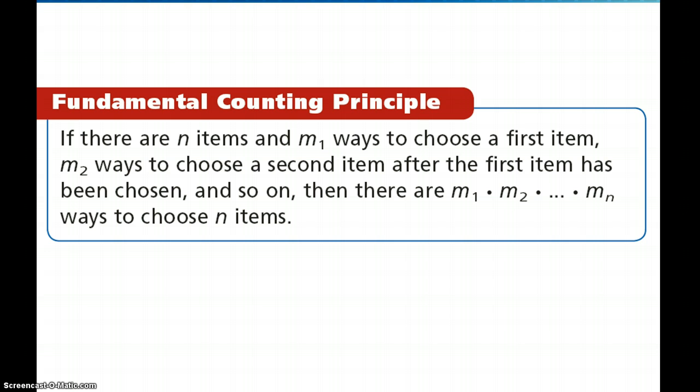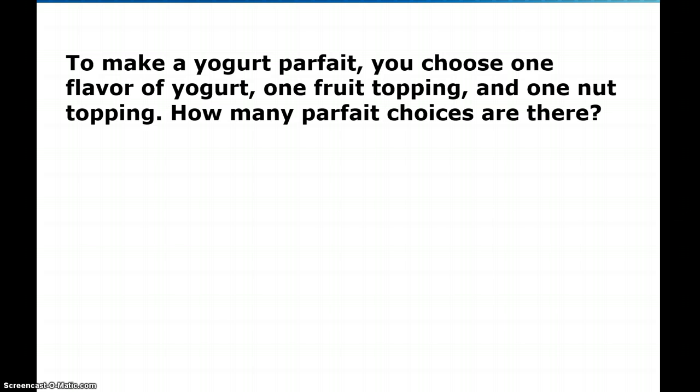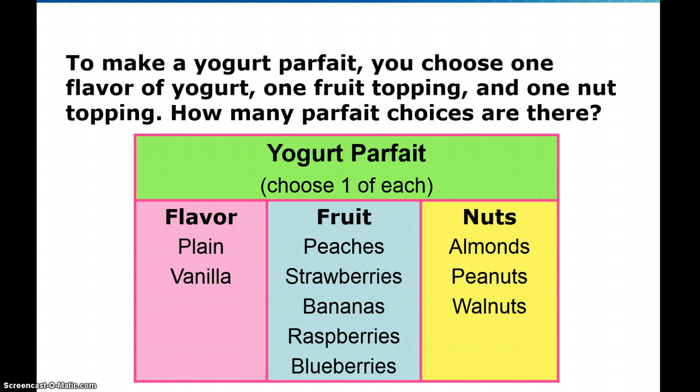You know this already. If I want to pick, there's 15 people in your class. If I want to pick 3 of you, first I have 15 people to pick from. After I pick one of those people, there's only 14 left. And then after I pick one of those, there's only 13 left. So there's my fundamental counting principle. That is how many people I could pick to get a group of 3 from your class. So if I wanted to make a yogurt parfait here, I could pick 2 types of yogurt times 5 types of fruit times 3 nuts, and that's how many different ways I can make a yogurt parfait.